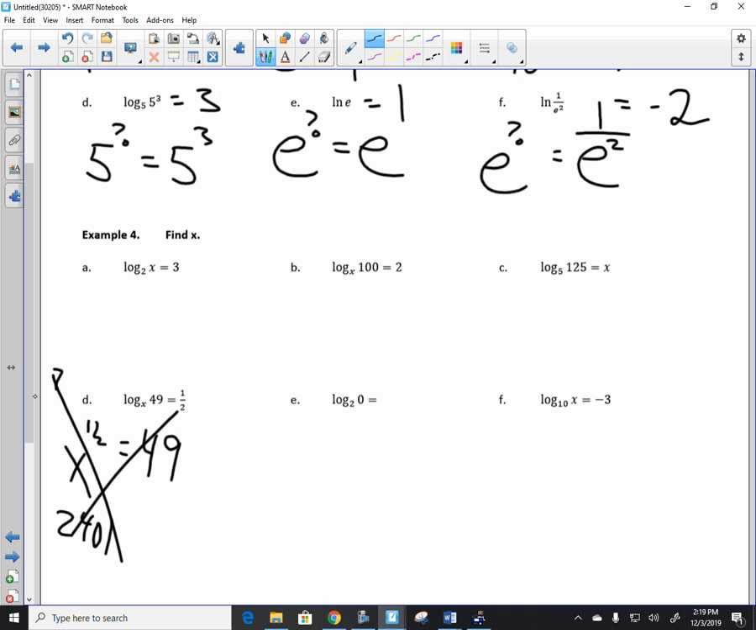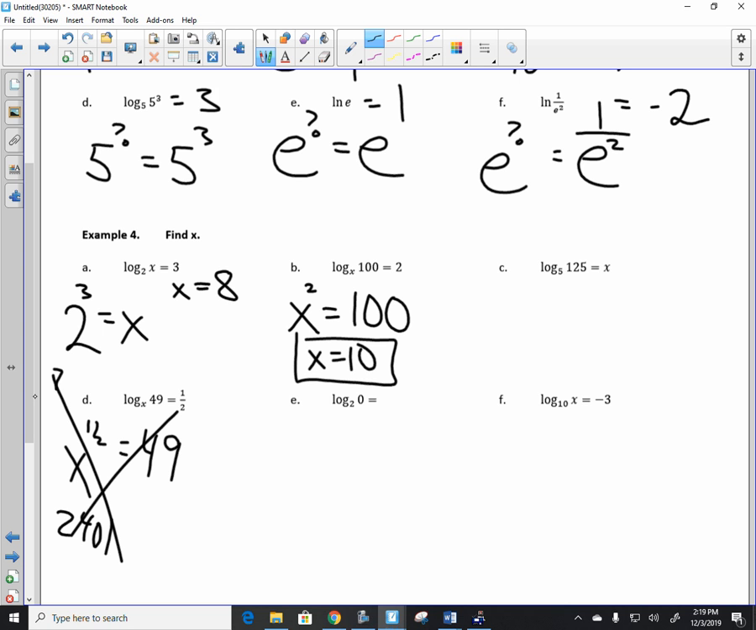Okay, so it says find x. How could I write this in a way that I can solve for x? 2 to the third is equal to x. So what would x be? Very good. x is 8. How would I write the next one? x squared is 100. What number do you square to get 100? So x is 10. Very good. 5 to the x is 125. 5 to what power is 125? That would be 3. So x is 3.